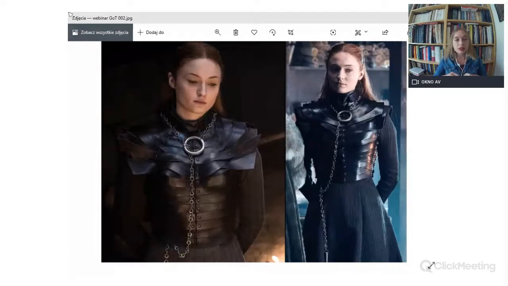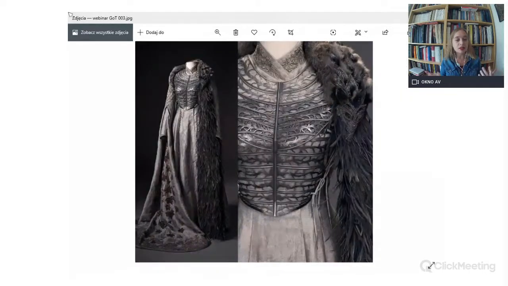So it raised a discussion about the function of this element of her dress and whether it was a reference to her role in the last series, or maybe just something else.